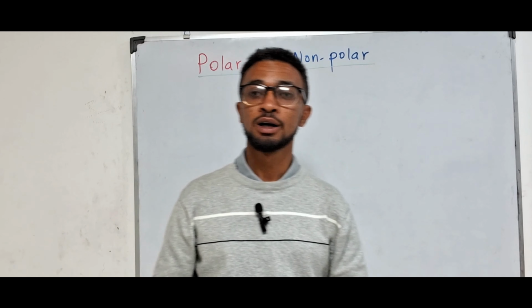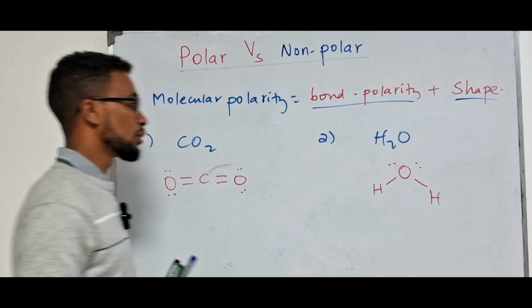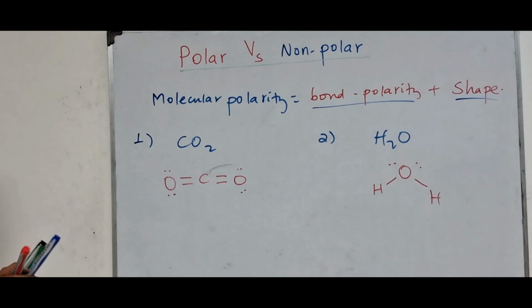Let's begin by drawing their Lewis structures. For carbon dioxide, as you can recall from our previous videos, we're going to have two double bonds. This is carbon dioxide. And for water, we're going to have oxygen in the center with two hydrogens. Now, to compare the polarity of carbon dioxide and water, let's draw the dipole moments.